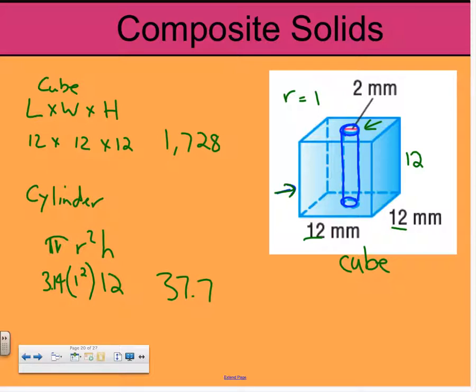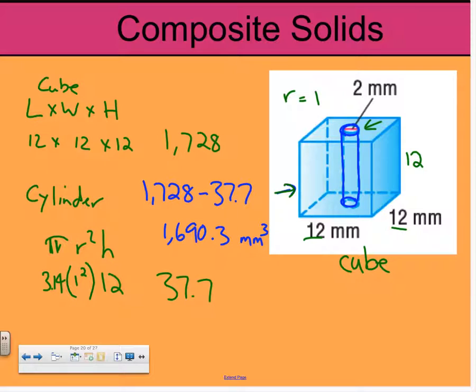Now, if this was a cylinder stacked on top of a cube, we could just add these two together. But since this is a cube with a cylinder hole in it, we have to subtract. And so I simply do 1,728 minus 37.7. And I end up with 1,690.3. And we're doing millimeters, so it's cubic millimeters, and volume is always cubed.